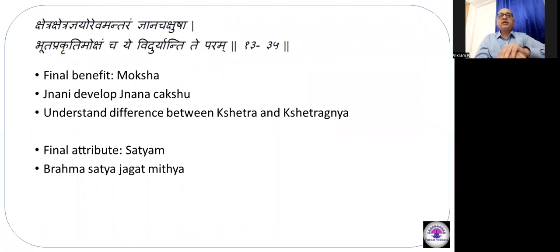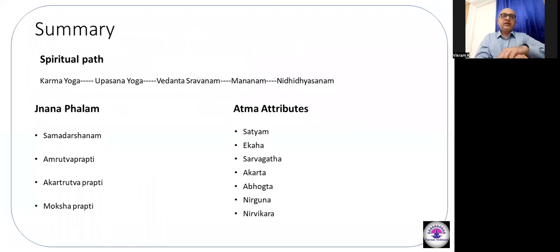The Jnani develops jnana chakshu and clearly understands the difference between kshetra and kshetrajna. Final attributes of Atma are also described here. Satyam, the ultimate truth, that is Brahma Satya, Jagat Mithya. Next slide, please. In summary, Sri Krishna in this section teaches the spiritual sadhana a seeker needs to undertake and explains Jnanaphalam and attributes of Atma. With this, Sri Krishna concludes the teaching of chapter 13.